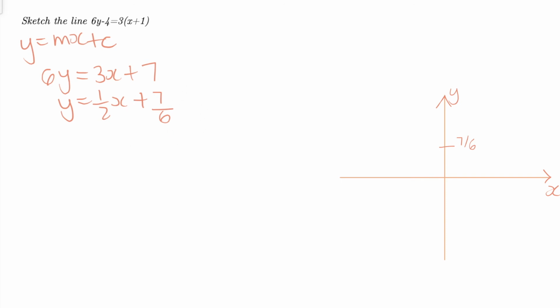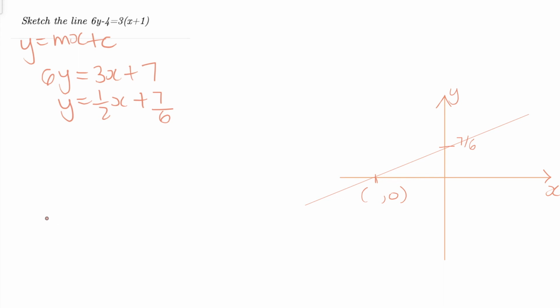And because the gradient is a half, we know the incline's going to be quite shallow. So I'd say maybe something like that. Now it doesn't have to be completely accurate, because it has just asked you to sketch the graph, but it is important to work out what this value is. The y value is 0 here, because it's on the x-axis. It's not far up or far down, it's just 0. We need to find the x value.